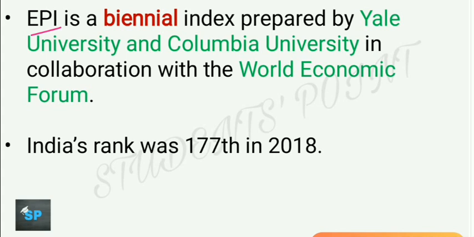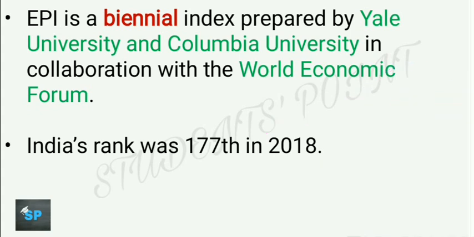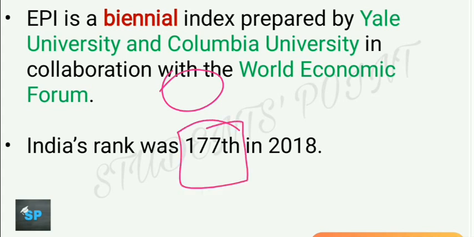EPI is a biennial index. Last time it was published in 2018, and now it is being published in 2020. So it is published after a gap of two years. And it is prepared by Yale University and Columbia University in collaboration with the World Economic Forum. Remember all these three institutions: Yale University, Columbia University in association with the World Economic Forum. And in the last index, India was ranked 177th.